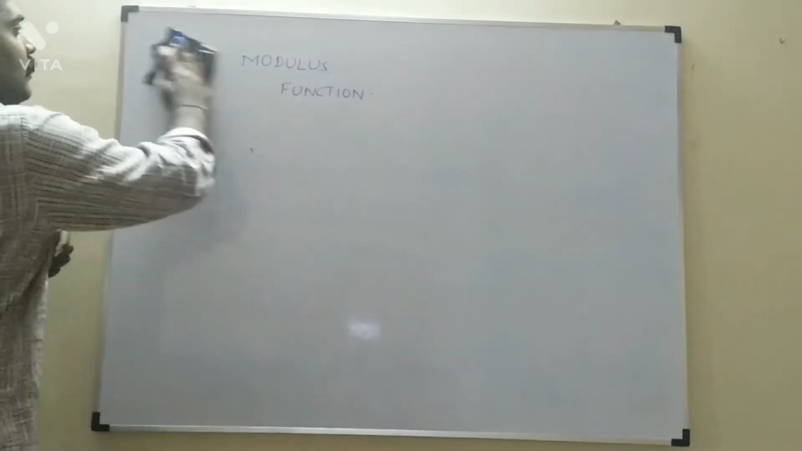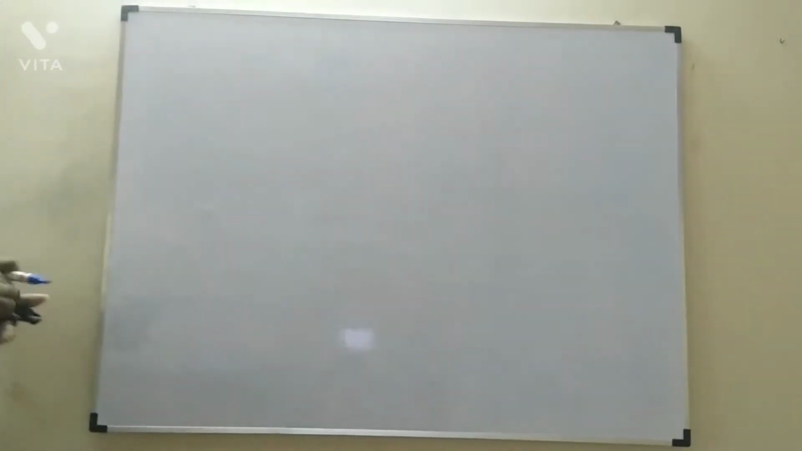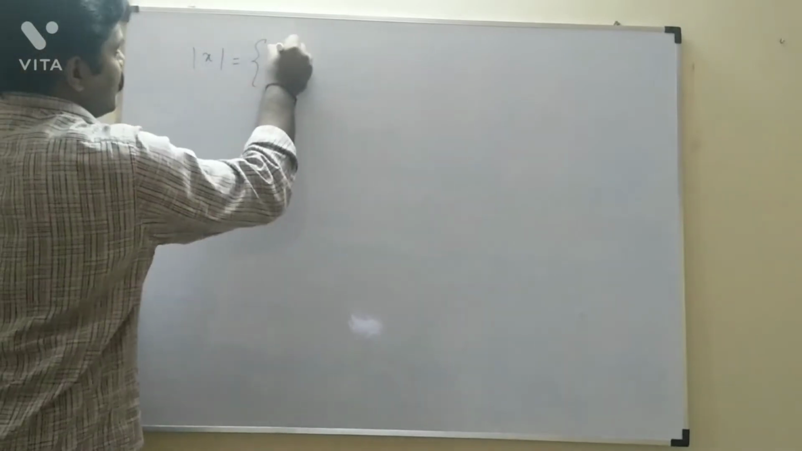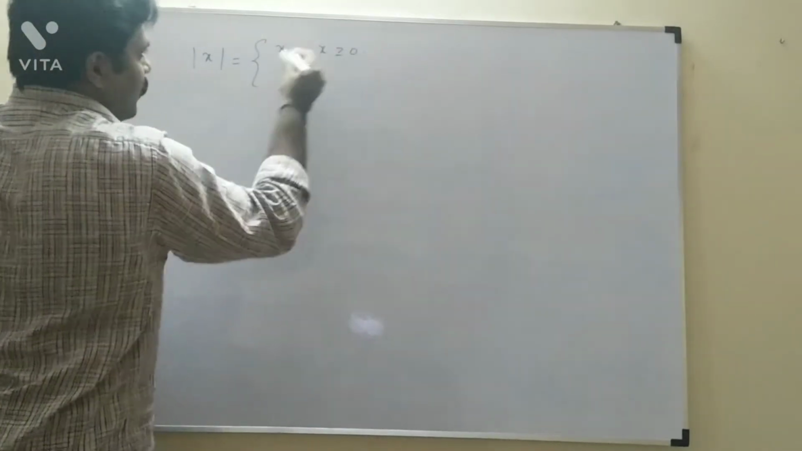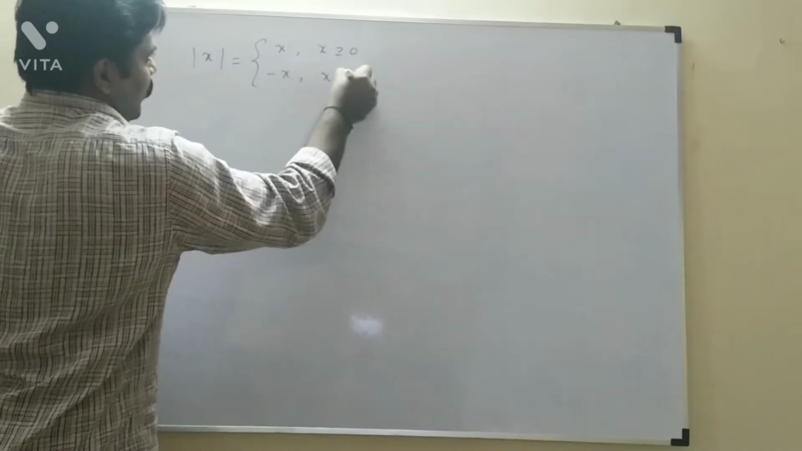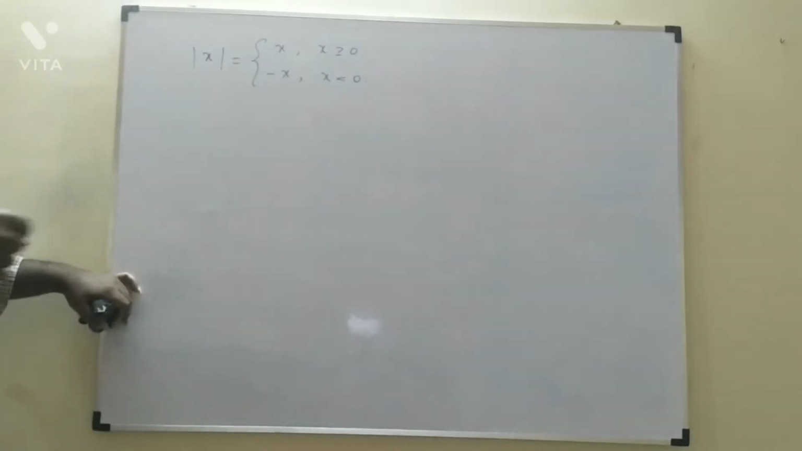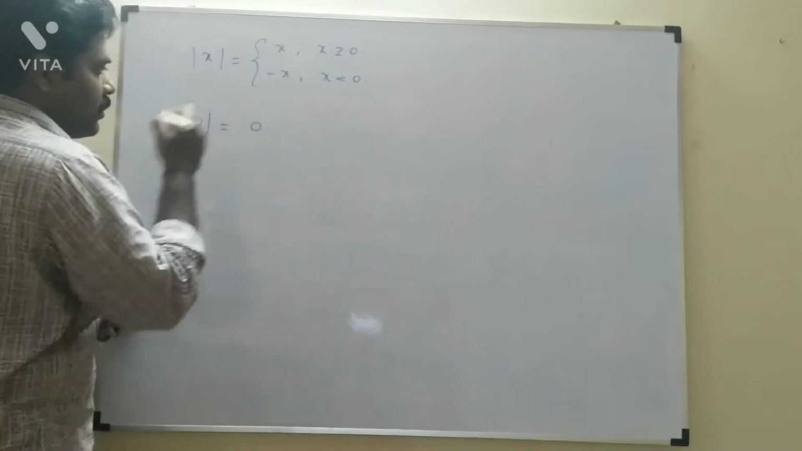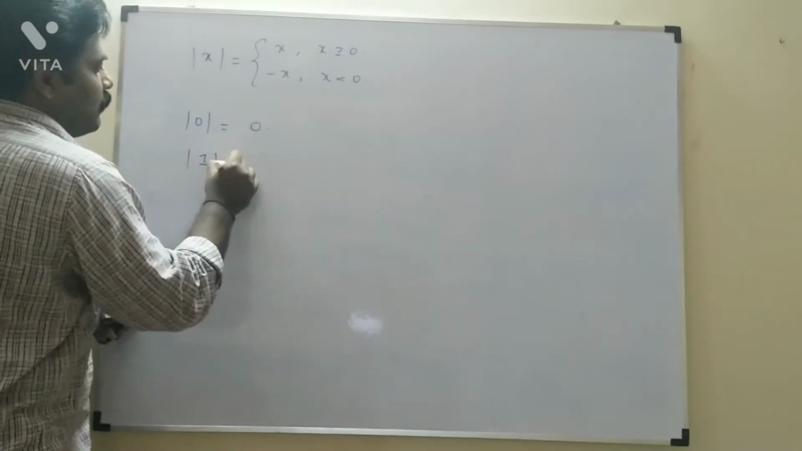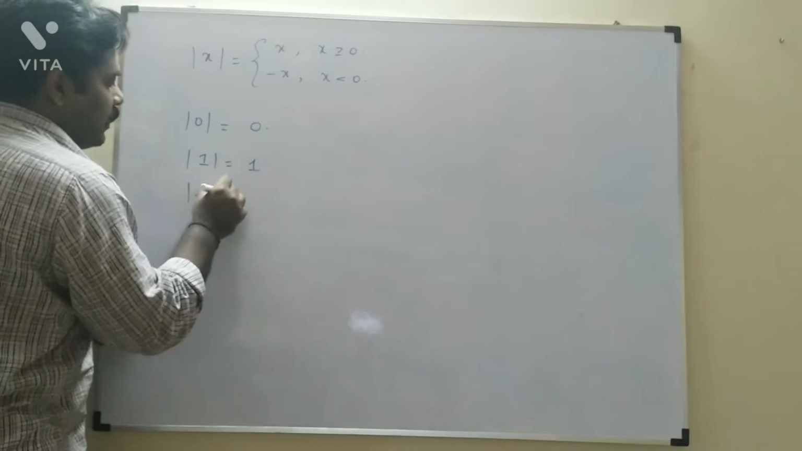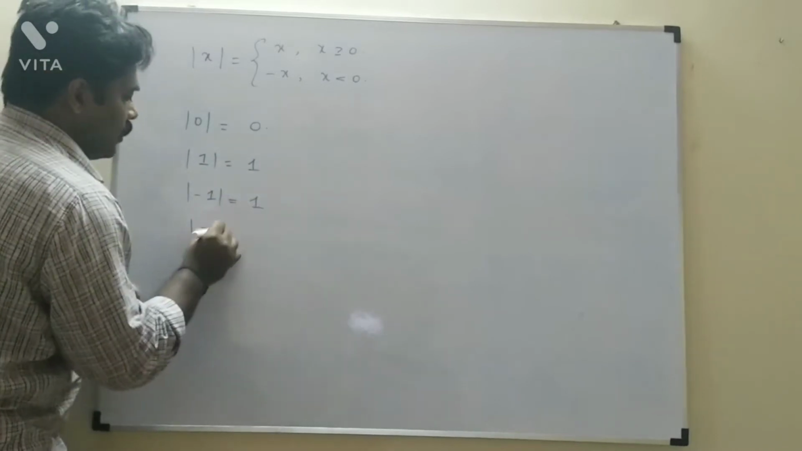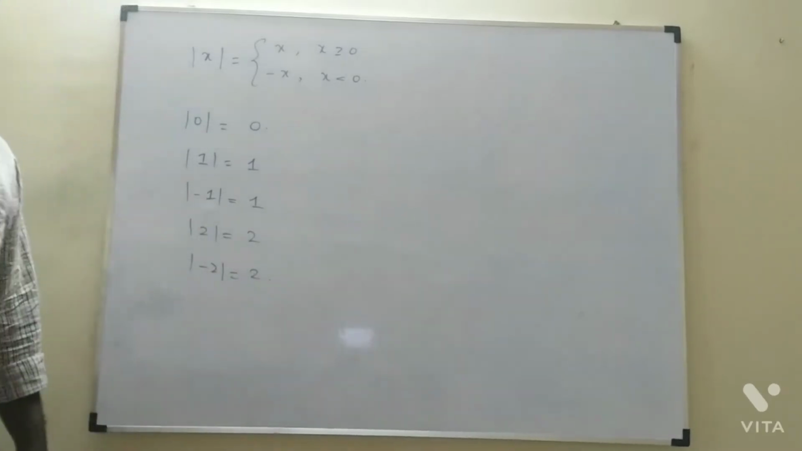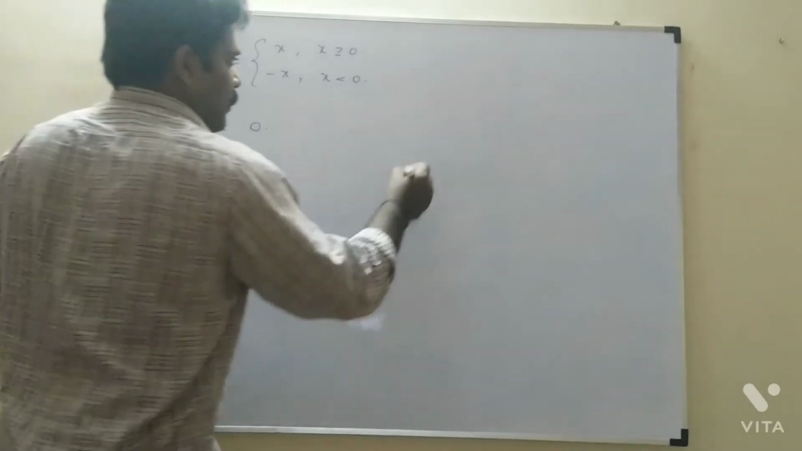So let us say I am taking, as I have already told, modulus of x will be x for x greater than or equal to 0 and minus x if x value is less than 0. Now let us say I am taking modulus of 0. So modulus of 0 would be 0, modulus of 1 would be 1, modulus of minus 1 would be 1, modulus of 2 would be 2, modulus of minus 2 would be 2. So how do I represent this on the graph?